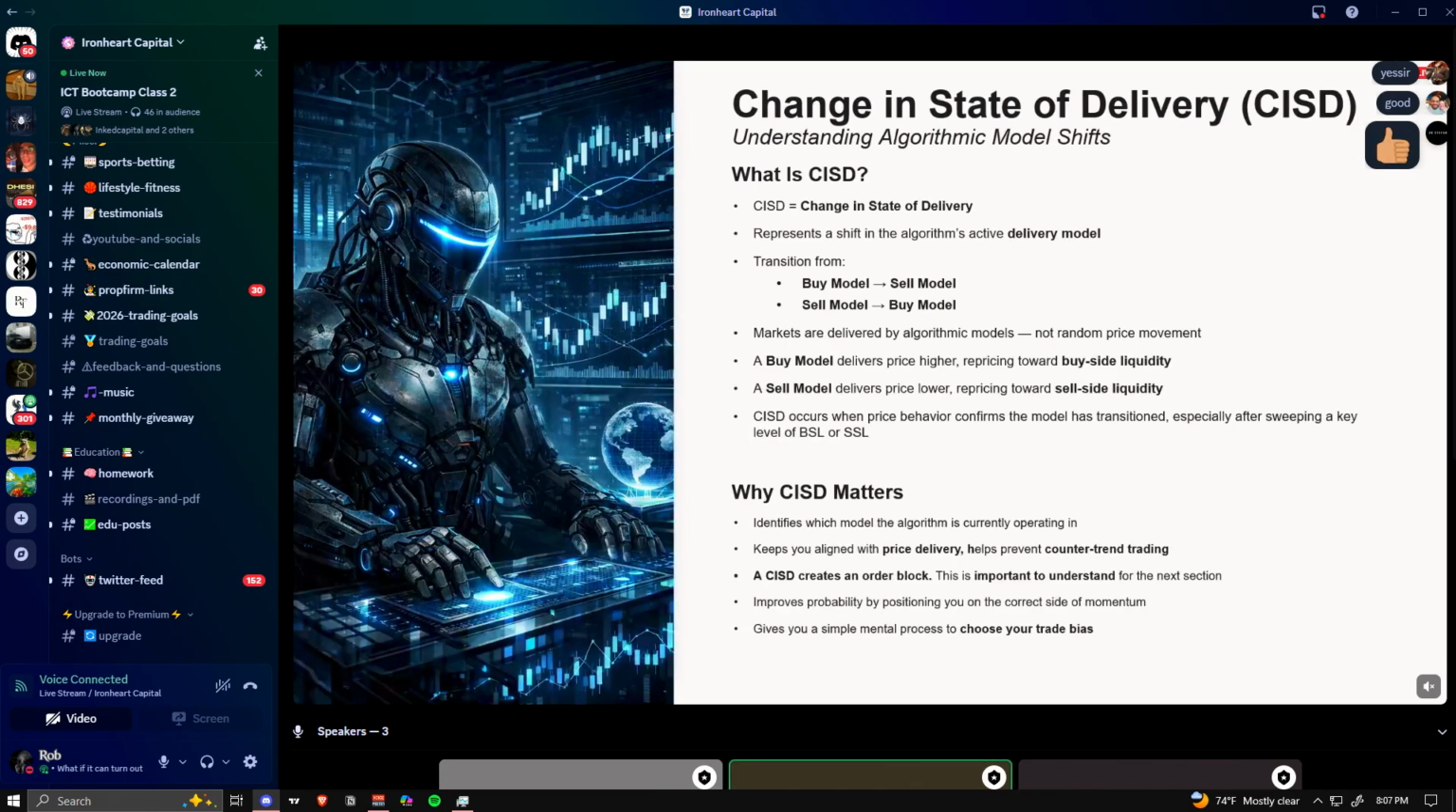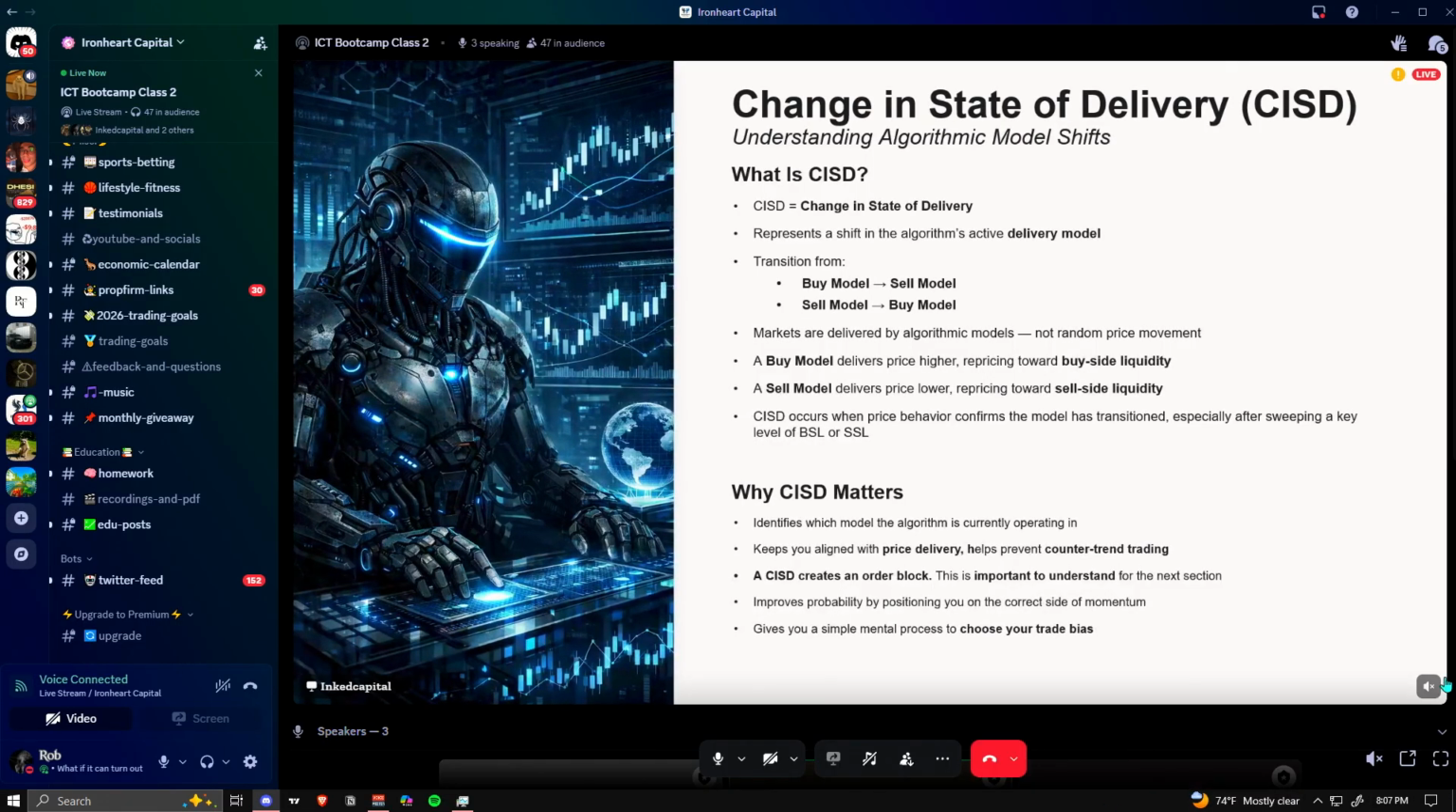Okay. So, what is a CISD? What is a change in the state of delivery? The change in state of delivery, again, it's important to remember from the first class, and there's a lot of argument surrounding this, right? I think when it comes to ICT traders, you're either fully on board or you're kind of right in the middle.